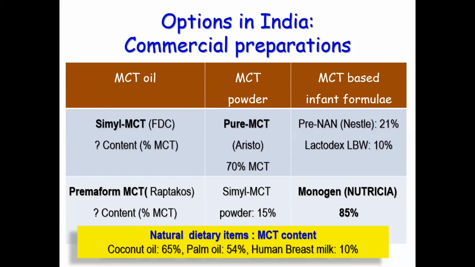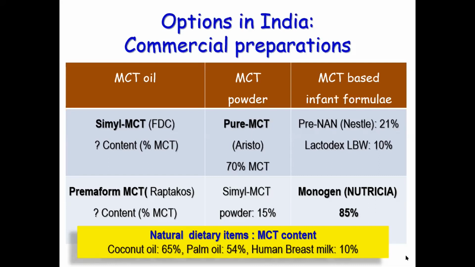But we have to understand that this is a very expensive product, extremely expensive. So we have to make a compromise here. We don't usually give Monogen unless we are dealing with a devastating condition. There are some natural dietary items which contain a high amount of MCT, like coconut oil, which contains 65%. But unfortunately, the edible coconut oil, and probably Elizabeth Madam can highlight on that, the one that is available in Kerala and the southern parts of India, is not really available in other parts of India.